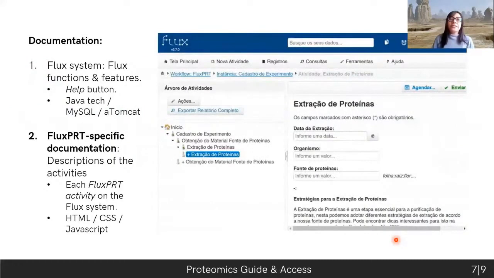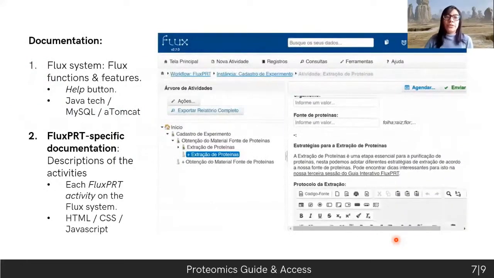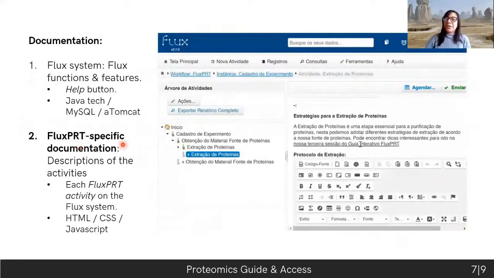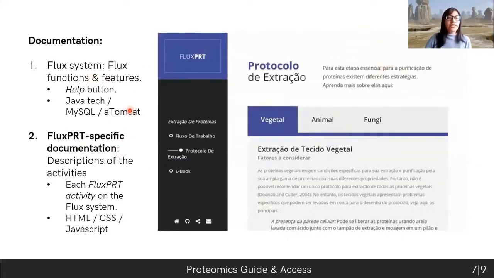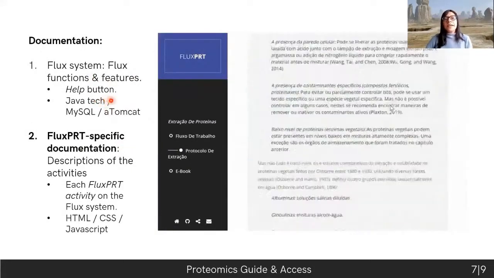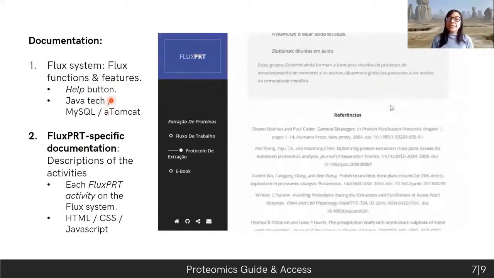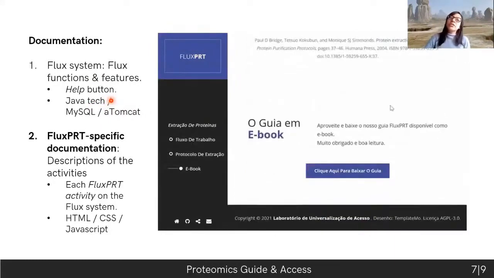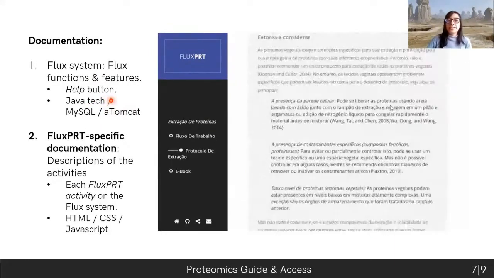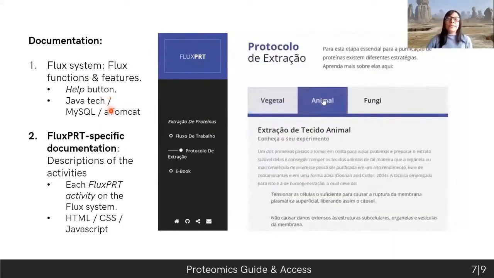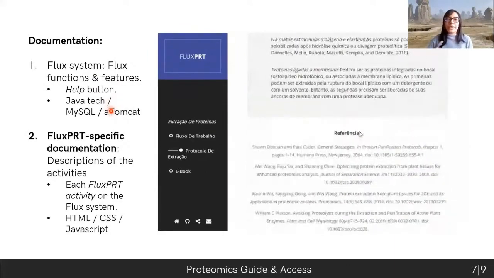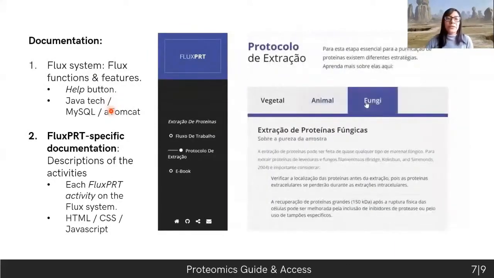Additionally, we have to present our documentation, the Flask PRT specific documentation, and the system documentation, which you can access here at the bottom, in the help button. This Flask system is built using Java technology. The database uses MySQL and Apache Tomcat for the web interface.